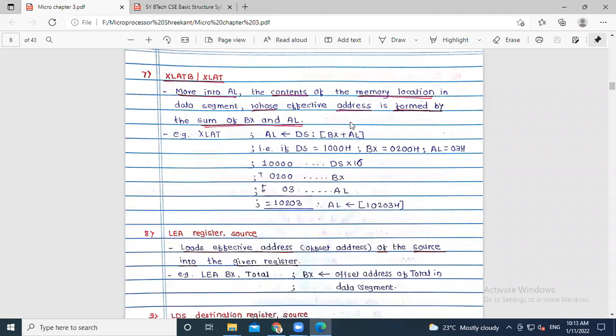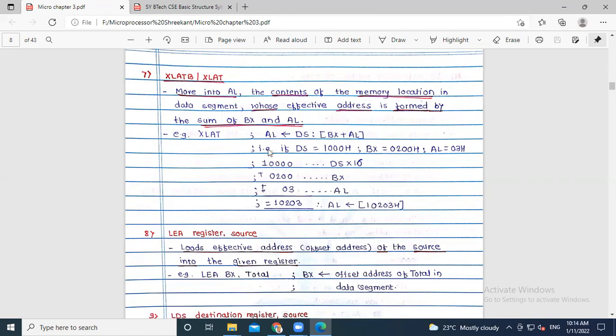That effective address is what you studied in the addressing modes. The physical address, the effective address, is formed by the sum of BX and AL. So XLAT is AL equals DS, BX plus AL. This is relative addressing, transported from the data segment, DS meaning the data segment, to the accumulator, or AL. The accumulator is nothing but the A register, the low byte.